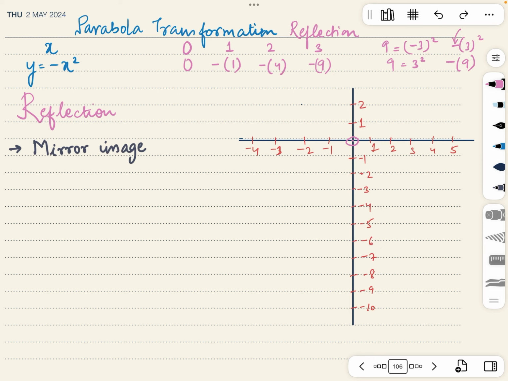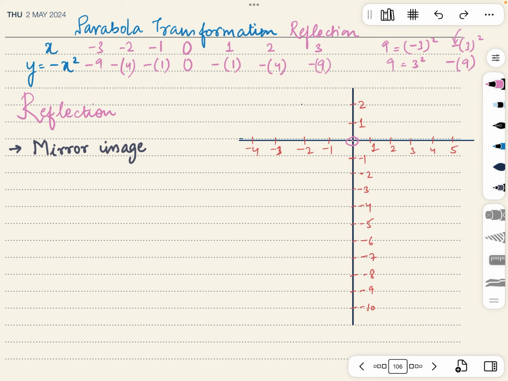This is what you need to learn. Then if I'm going to negative 1, so negative 1 squared is again 1, but a negative is there outside, so it will be a negative 1. For minus 2, again minus 2 squared is 4, but negative of minus 2 squared would be minus of 4. Minus 3 squared is 9, but a negative is outside, so minus of 9.